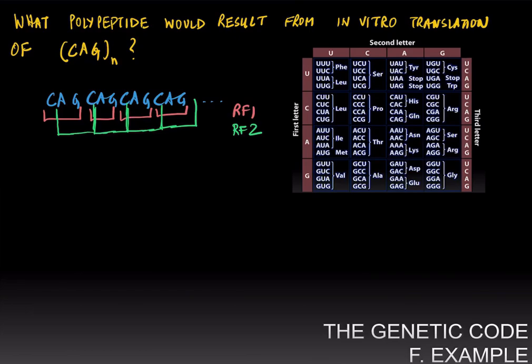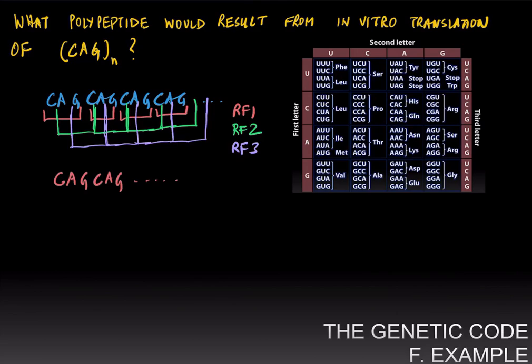And the third reading frame would be something like this. So that's reading frame 3. And which reading frame you are in depends on where this repeating pattern starts. So for example, if the message began with CAG, CAG, and so on, we will be in reading frame 1.